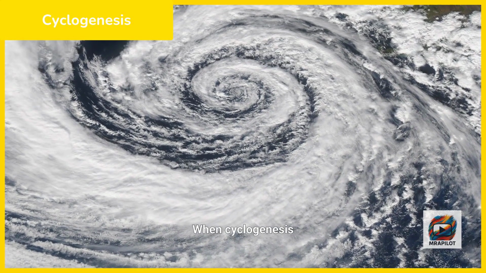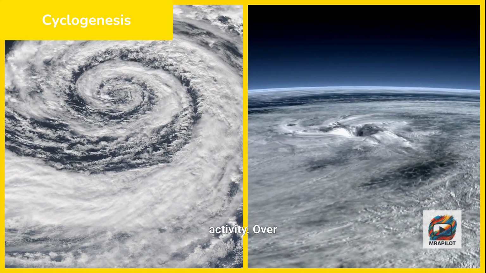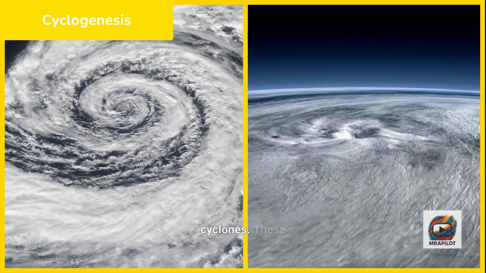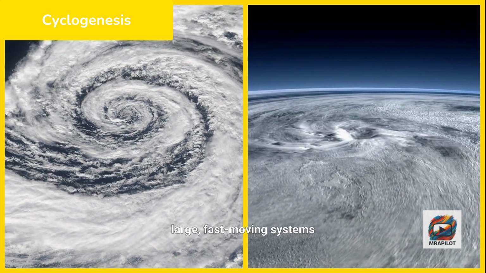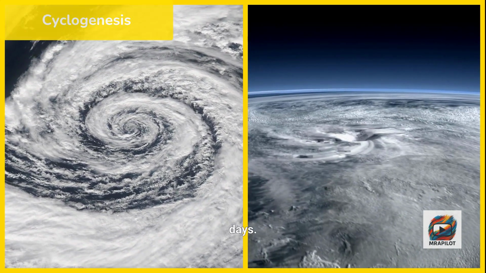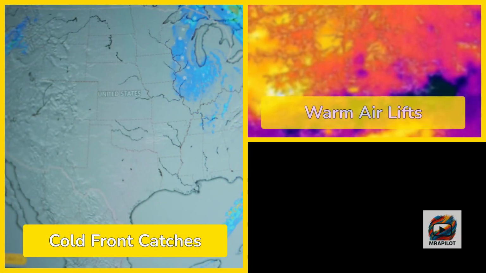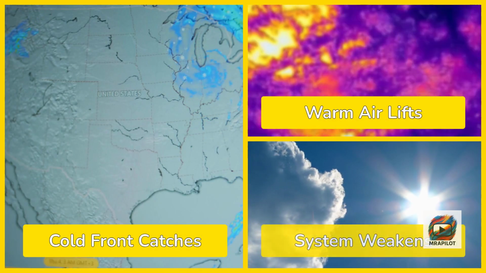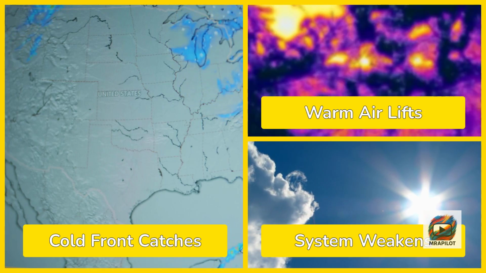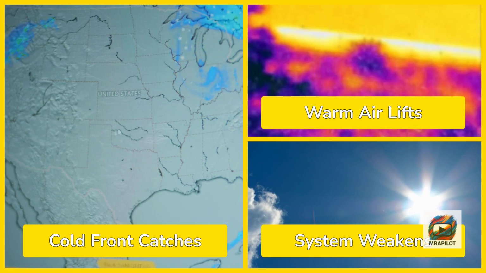When cyclogenesis occurs over land, it's usually driven by strong jet stream activity. Over water, like the Atlantic, it can lead to extratropical cyclones. These large, fast-moving systems can cover thousands of miles and affect entire regions for days. Let's not forget occlusion, the final stage of a mature low. When the cold front catches up to the warm front, the warm air is lifted off the surface entirely. The system loses energy and begins to weaken, but weather can still be intense.